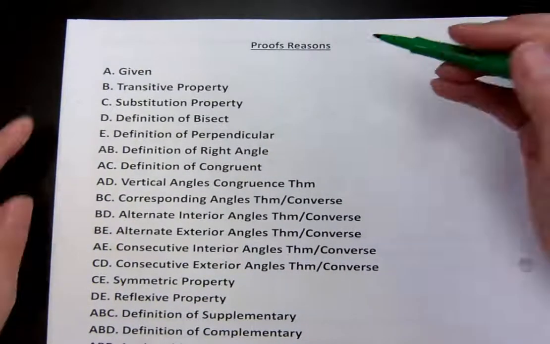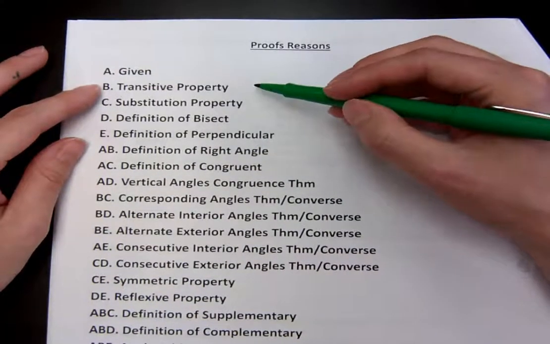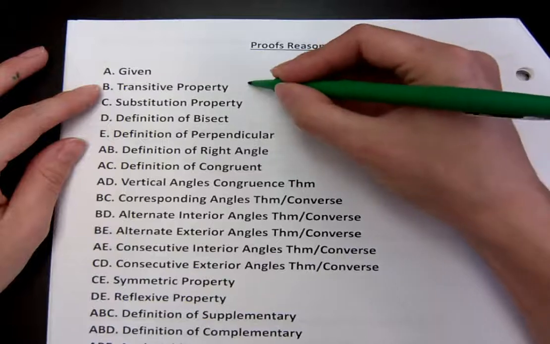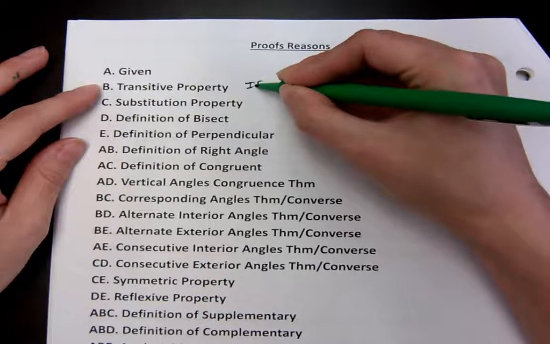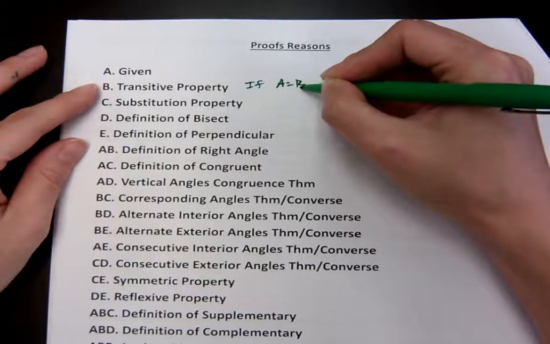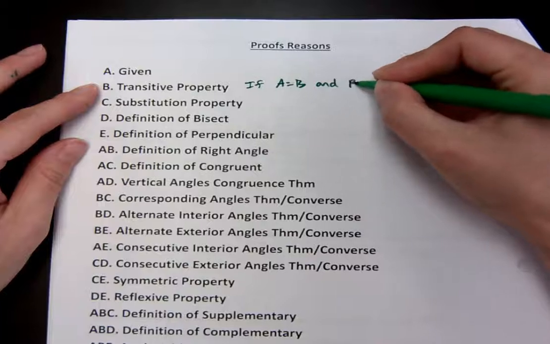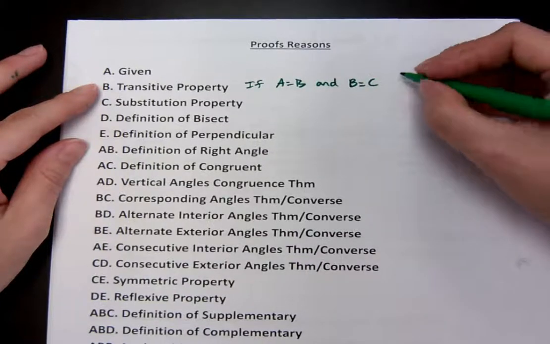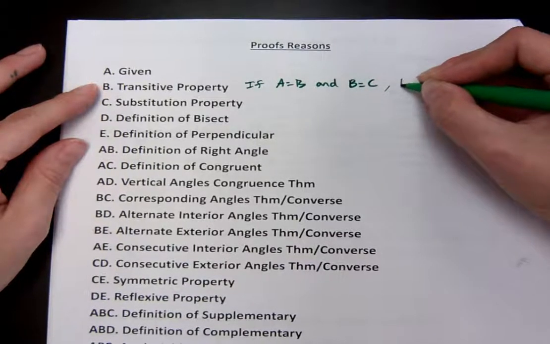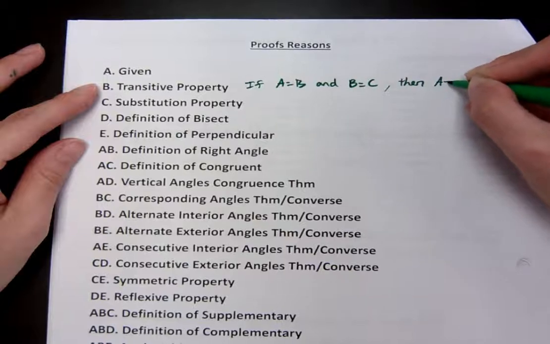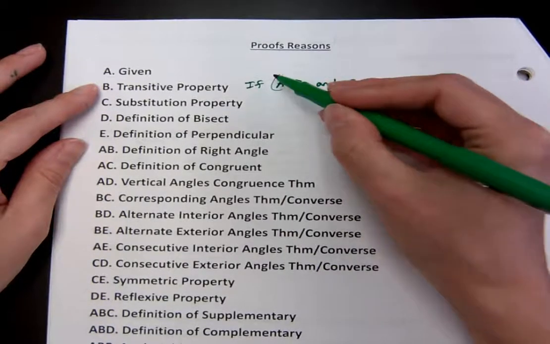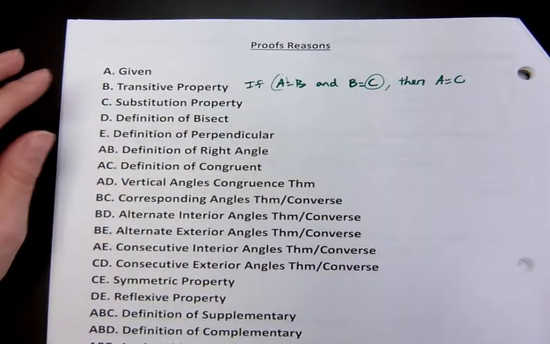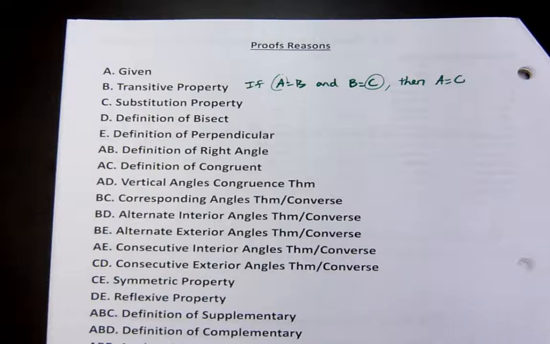Okay, so we have a lot of review things, like transitive. Do you remember what transitive is? Should we write it down again? So if I have A equals B and B equals C, then what else equals C? Anytime we're taking, okay, these two both equal B, therefore they have to equal each other. That's transitive.